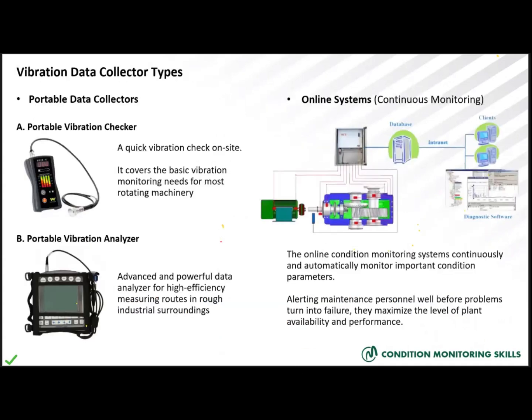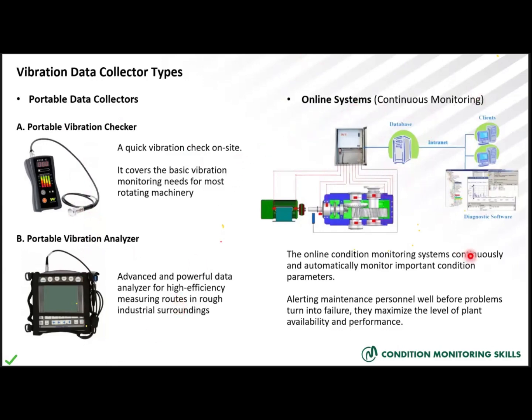Okay, so here we can see very simply the vibration data collector types. We have portable data collector types and online systems. The portable types could be divided into two types: a vibration checker and a vibration analyzer. The vibration checker is a very quick on-site vibration check, and the vibration analyzer is the advanced one, the big, powerful data analyzer, which captures all types of vibration data. And it is a portable device that can move with you from one machine to another.